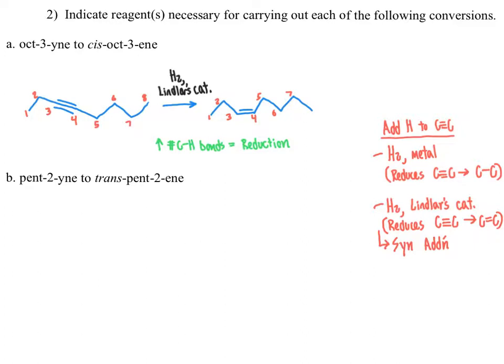So hydrogen and Lindlar's Catalyst are how you are going to convert an alkyne starting material stereoselectively to an alkene product that corresponds to having syn addition, where we've added the two hydrogens to the same face of the molecule. Let's go on now to part B.